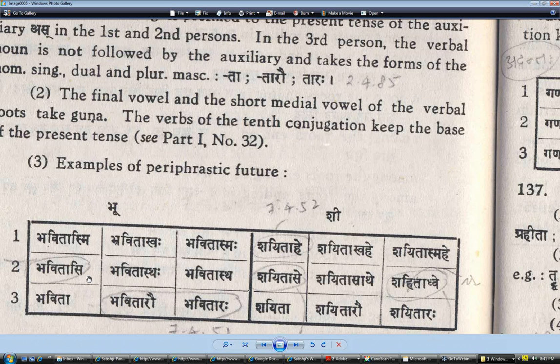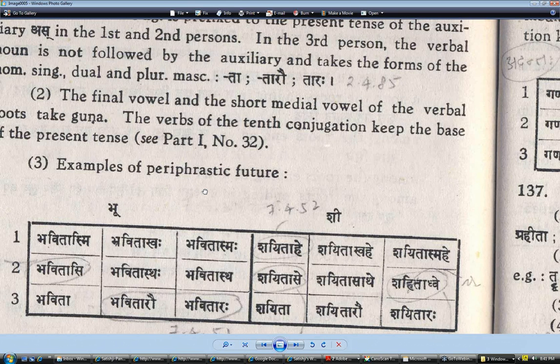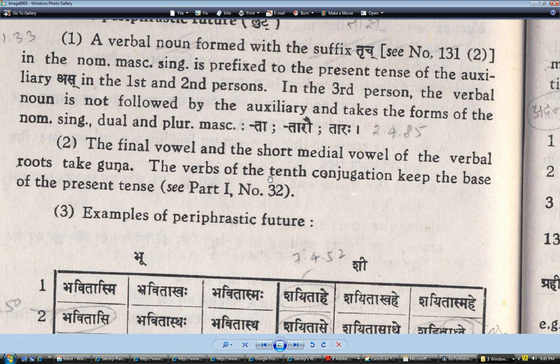I think we should do it the Paninian way and take it the way we had done. So that takes us to this part here. And this one, of course, you know, the final vowel takes guna and the medial. So this is the 3-4-84, 86, which we already looked at. Okay, now verbs of the 10th conjugation. Just do one quickly over here.